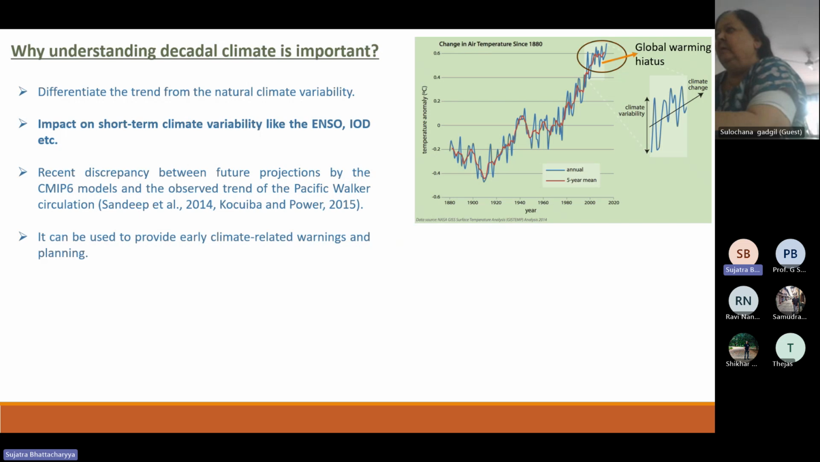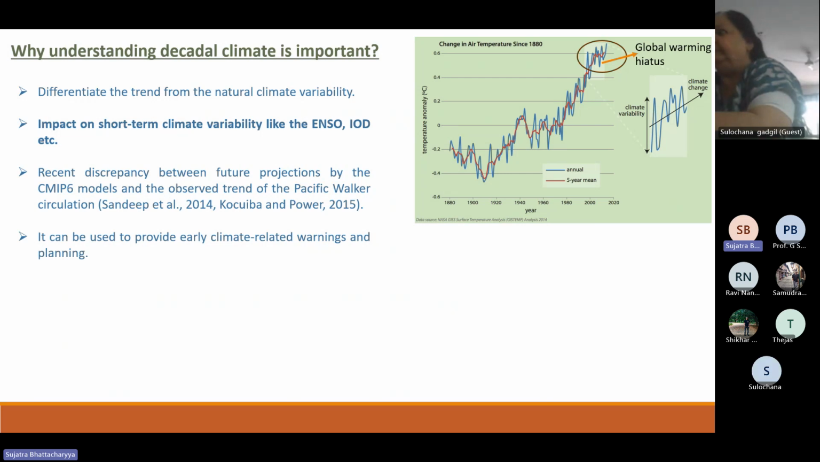So, briefly, why is it important to understand the decadal climate? First of all, this can be understood by this schematic, which we have seen many times. This is global mean surface temperature anomalies from 1880 to 2020. In recent decades, we have seen a sharp increasing trend in the global surface temperature, which is largely driven by the increase in the greenhouse gases in our atmosphere. But is this trend entirely driven by the greenhouse gases? The answer is no, because you can observe that after 2000, there was a prolonged period of, I think, 10 to 15 years, where this increasing trend of temperature was halted, which is known as the global warming hiatus.